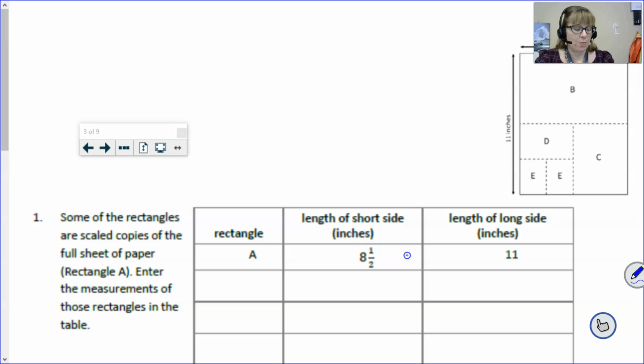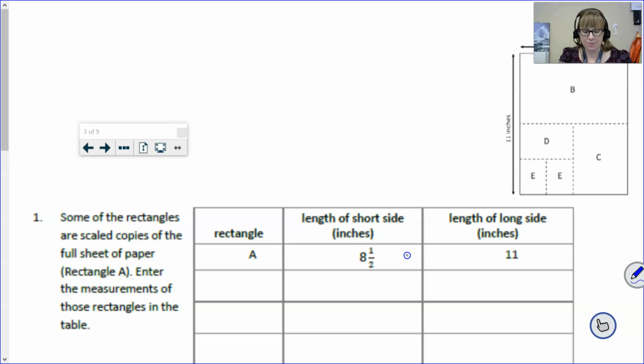Our goal, what we're doing, is we are trying to figure out which rectangles are scaled copies of our whole sheet of paper. There is a little trick that we use to figuring that out. Instead of having to do it all mathematically, we're going to use that little trick, and it's called the eye test. It's going to look kind of silly, but pay attention to the little corner where you can see me. This is how I'm going to do it.